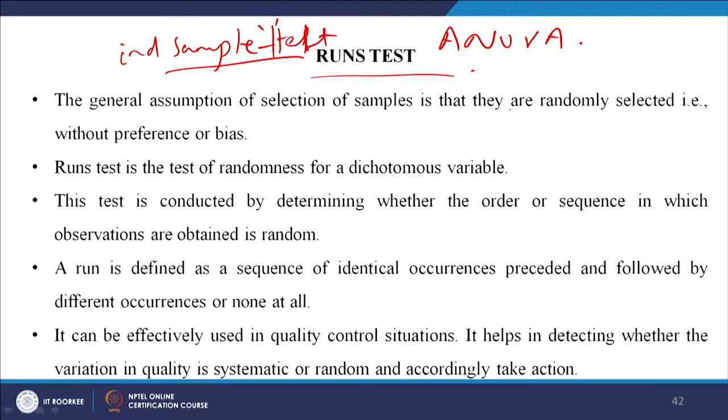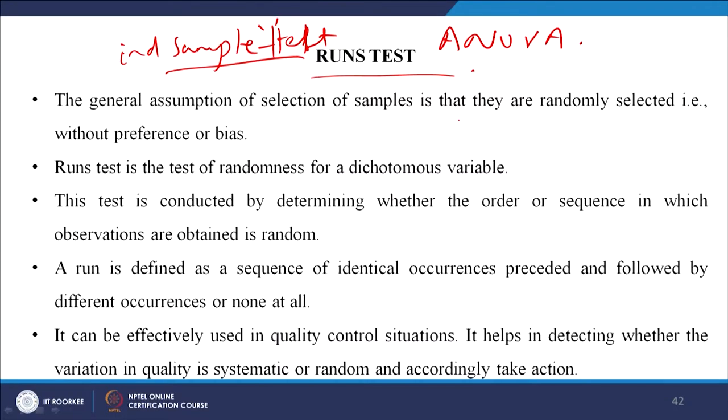Suppose, let us say, a quality control manager is testing some of the products, and while testing he is assuming that the pattern of the data that he is checking is on a random basis. There can be two things: either it is random or it can be systemic in nature. If it is systemic in nature, then there is some scope for correction, because some systematic problem is there. But if it is random, then it is very difficult.